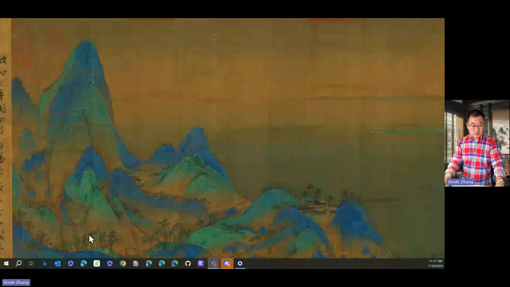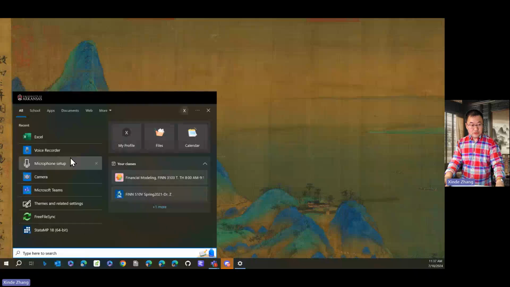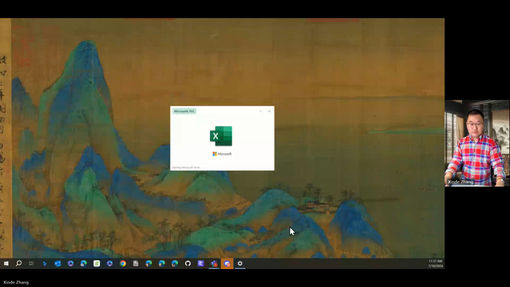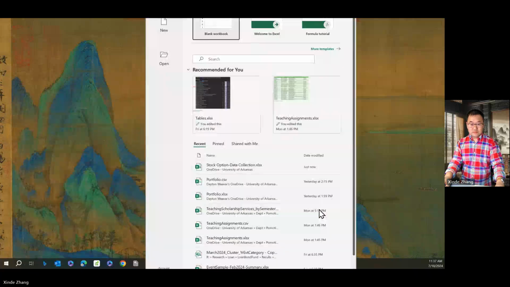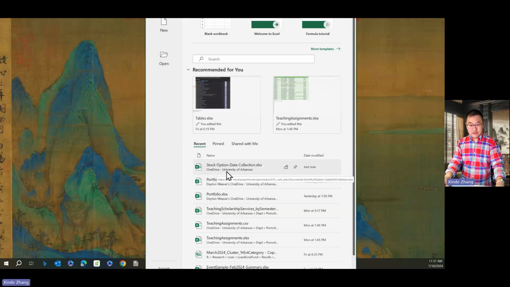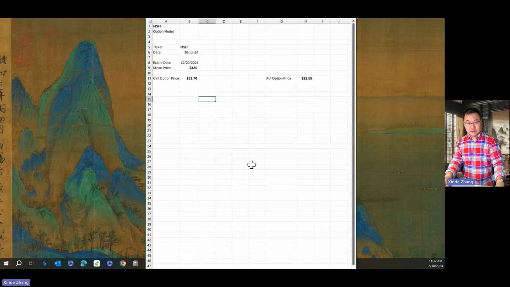Right. So now we're going to dig into the call options. Allow me to open up the Excel again. The file that I saved, I named as stock option data collection. So that's the data that we already collected.